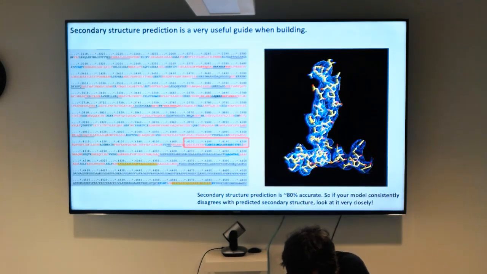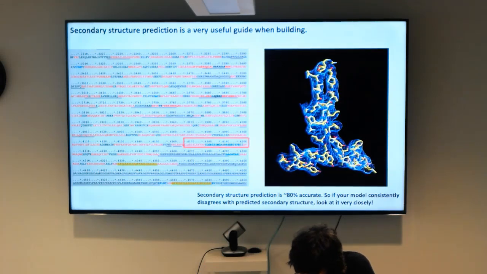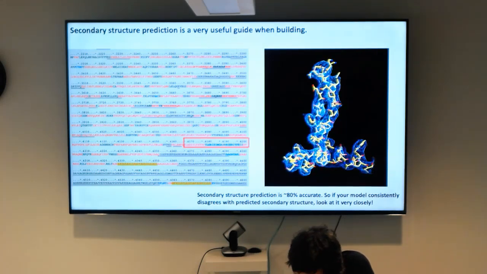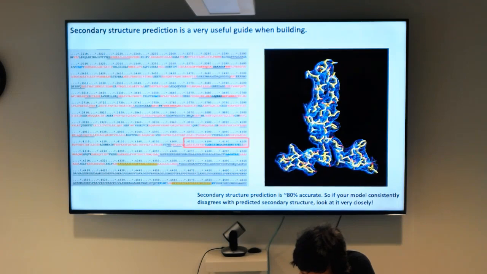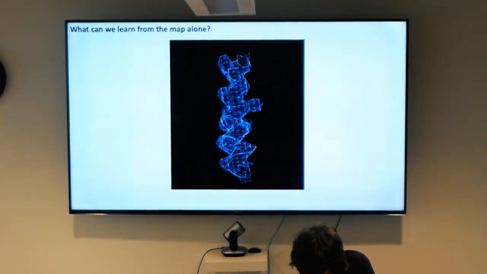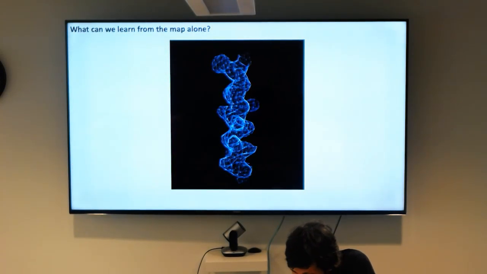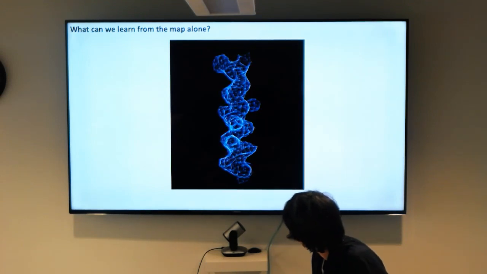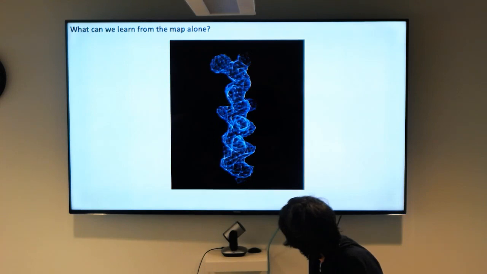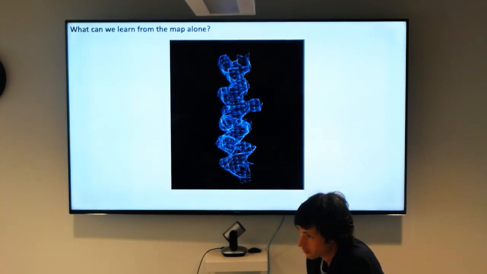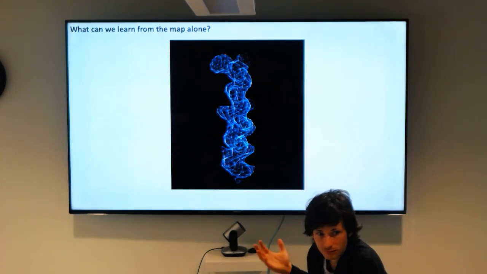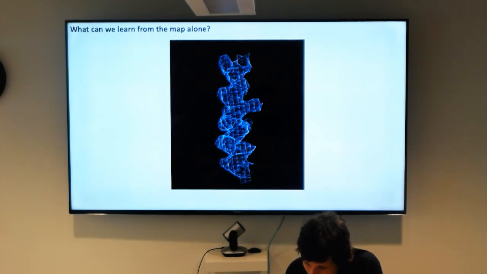So that's all describing what you can learn from the sequence. If we put all that aside for a second and think about what you can learn just from the map, first off, there's something wrong with this picture, which you may be able to appreciate. Can anyone see what's wrong with this? It's left-handed. Yeah, it's left-handed.